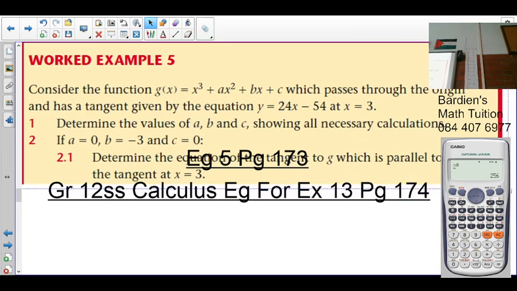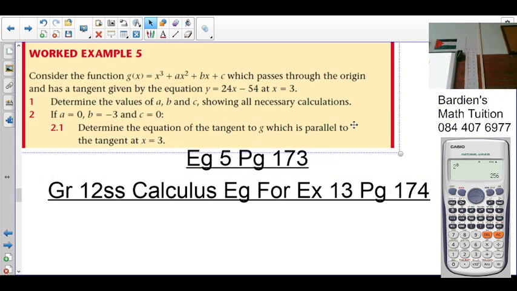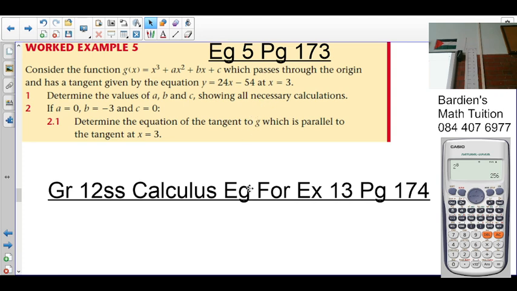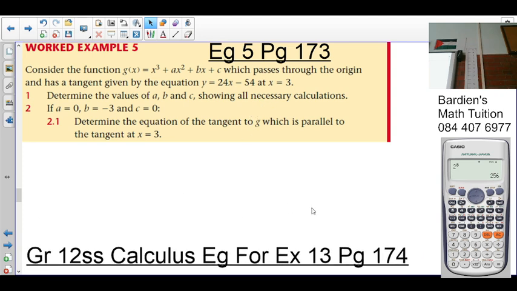Right, so here we are told to consider the function g of x equal to x cubed plus ax squared plus bx plus c, which passes through the origin. So if this graph is going through the origin, what do we know?